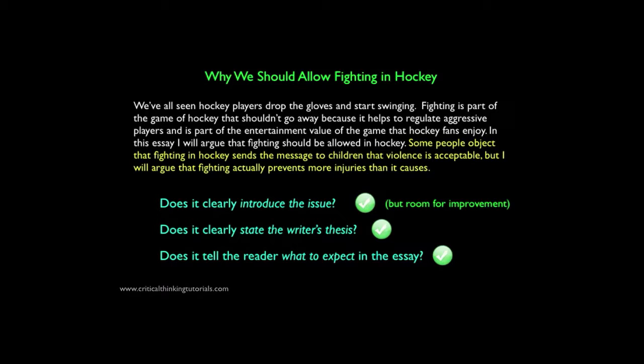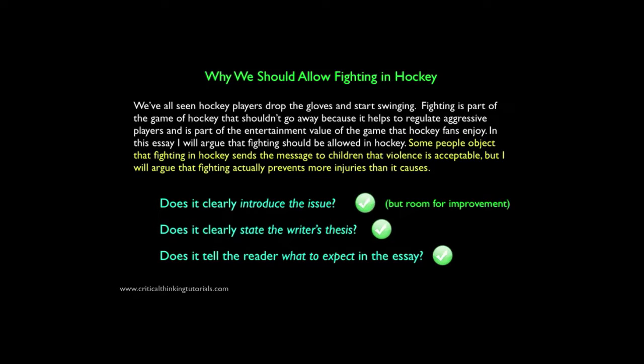Does an introduction need this kind of outlining? For a shorter essay like this, maybe not. This is partly a matter of preference. But you'll never go wrong by adding some discussion of how the argument is going to proceed. It's a good habit to pick up. So this introduction gets a few important things right.